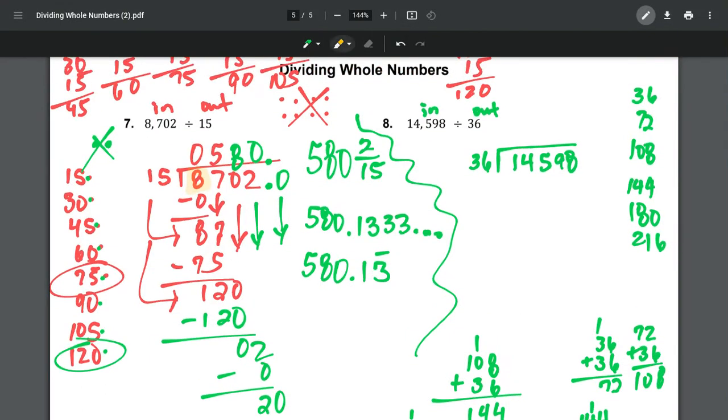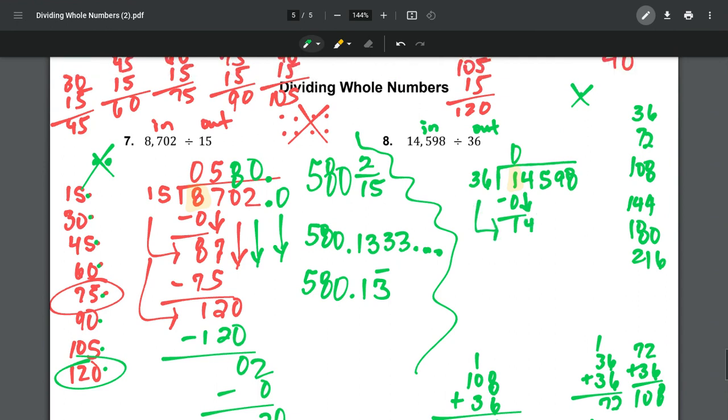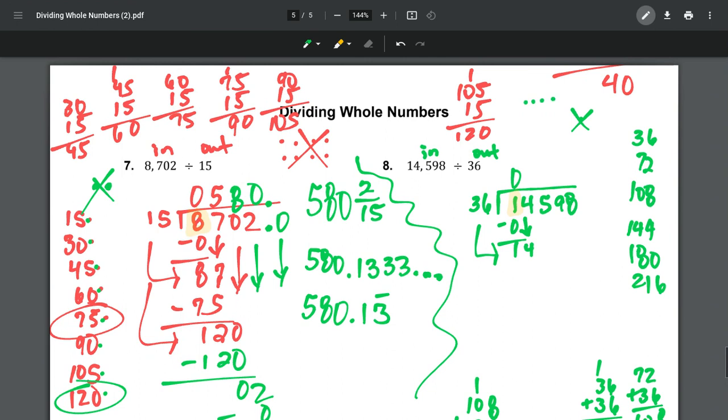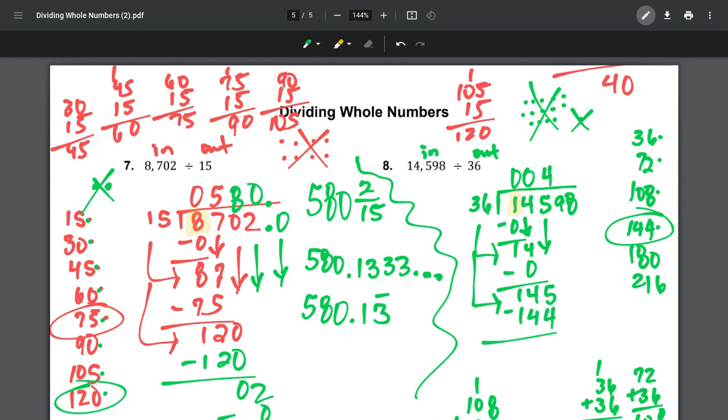All right, so I'm going to start off with 36 into 1. Well, if I only have 1, can I get a group of 36? No. Subtract 0. Bring down 4 to make 14. Okay. If I have 14, 1, 2, 3, 4, 5, 6, 7, 8, 9, 10, 11, 12, 13, 14. Can I get a group of 36? Nope. Add another 0. Subtract 0. Bring down the 5. All right, now how close can I get to 145 without going over? That's 1, 2, 3, 4. Put a 4 there. Subtract the number you circle.